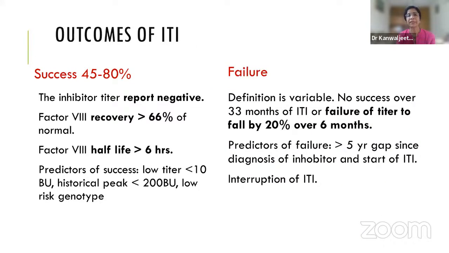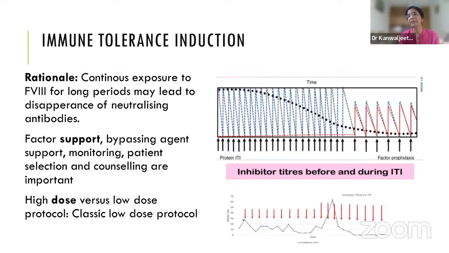Regarding outcomes of ITI, success is noted in approximately 45 to 80%. So the patient should be counseled that there is a 50% chance of failure. What defines success? The inhibitor titer report comes back negative, factor VIII recovery is more than 66% of normal, as we saw in the previous chart, where there is almost 66% factor VIII recovery. We were giving this much, at least this much is there. And the half-life is increased to more than 6 hours.